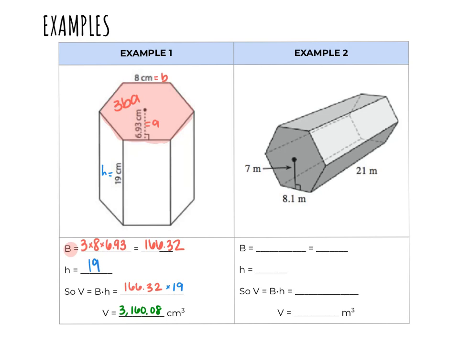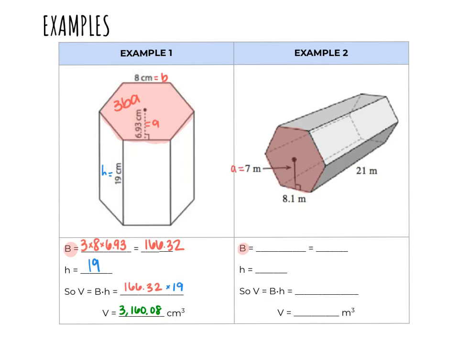So example 2 looks very different. It's kind of long and laying on its side, but the base is still the hexagon. It's not necessarily what it's laying on, but it has to be that unique shape, like this one here is a hexagon. So to find the area of my base, I use 3BA just like last time.